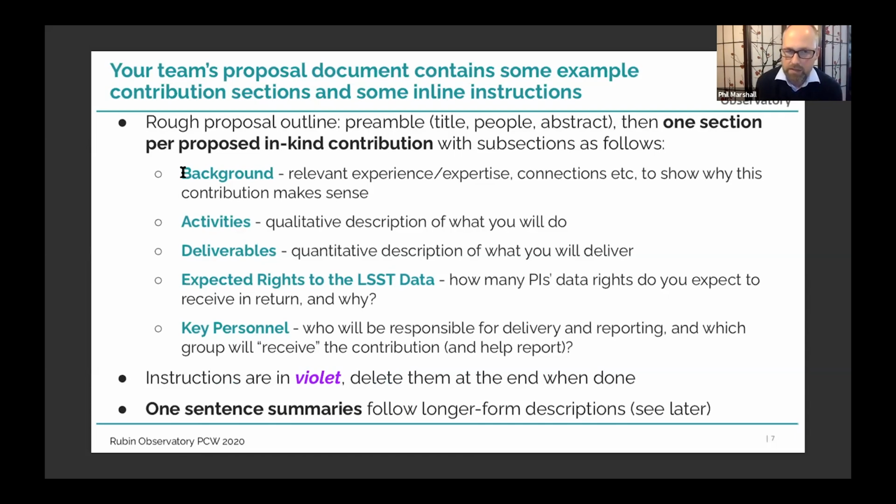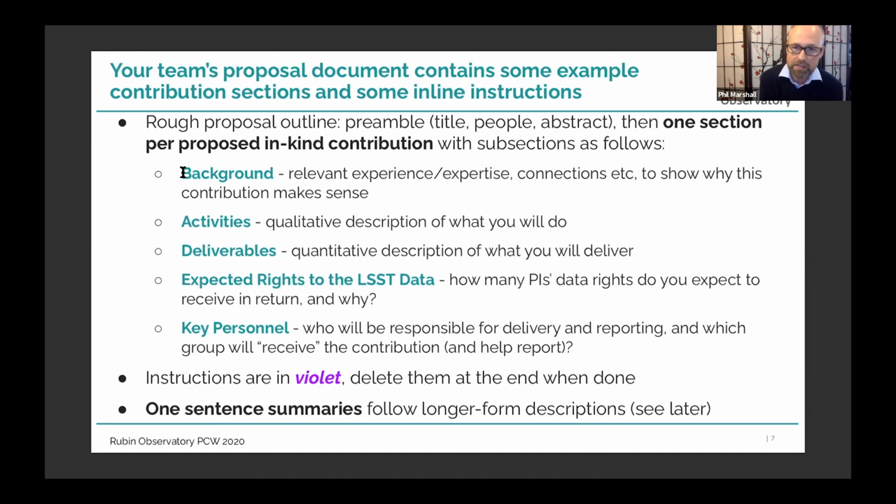specify individual in-kind contributions that you want to make and write them up in one section of your proposal per contribution. Now, in each of those sections, we've provided some structure for you, and I'll explain why it looks like this in a minute. But basically, we're asking you to provide a little bit of background, your relevant experience and expertise and connections and so on to show why the contribution makes sense. Then to qualitatively describe what you're going to do. Those are the activities that you'll carry out. Then get serious and quantitative about what you will deliver.